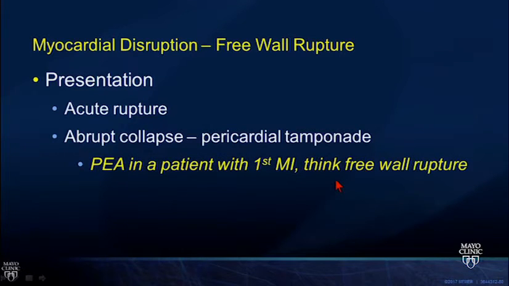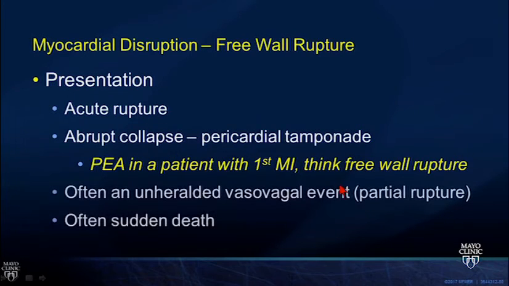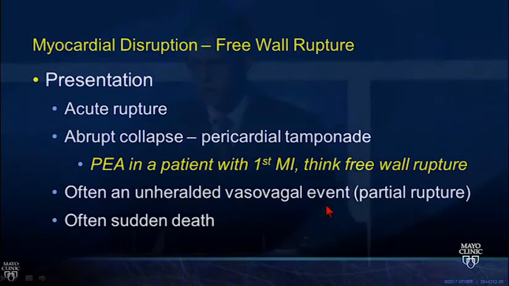What I will say is that if you have an elderly woman with first anterior MI and they have an unheralded vasovagal event, that just makes the hair on the back of your neck go up. I would have a high suspicion for a rupture. You can get an echo, look for pericardial effusion. This may be your only clue before sudden cardiac death. Most cases of this in the literature are small because patients oftentimes die. Mortality rates are very high.